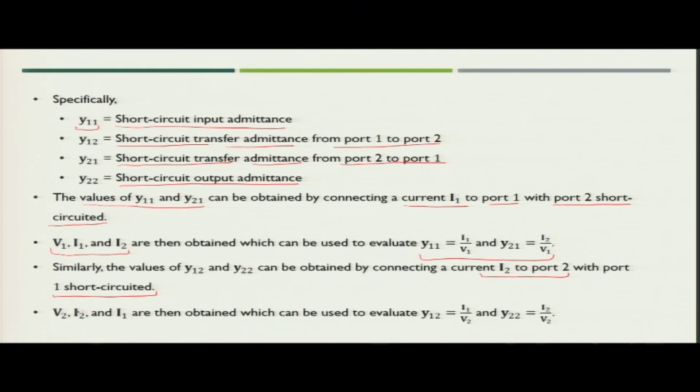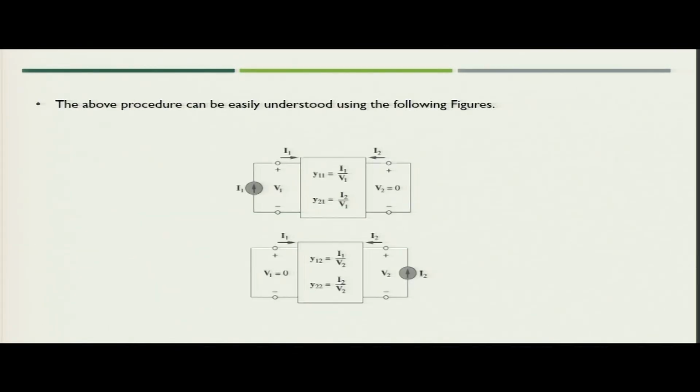So, the rest of the quantities which you will obtain are V2, I2 and I1, and using these three quantities you will find out the value of Y12, that is I1 upon V2, and Y22, that is I2 upon V2. So, now you can summarize our discussion till now related to the calculation of Y parameters. You can summarize our discussion in these two figures.